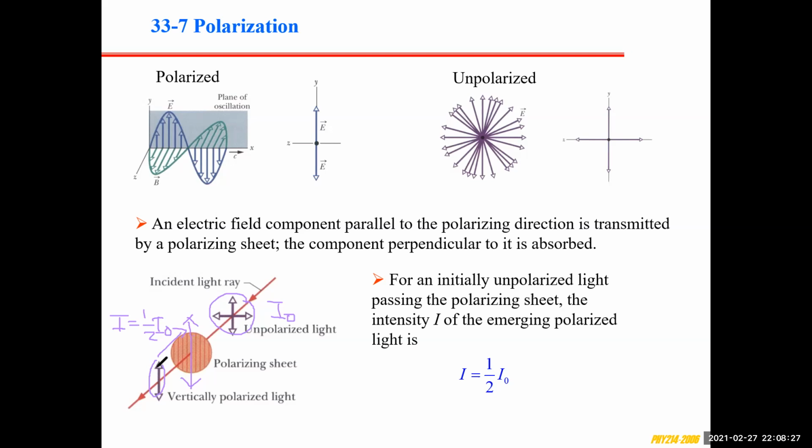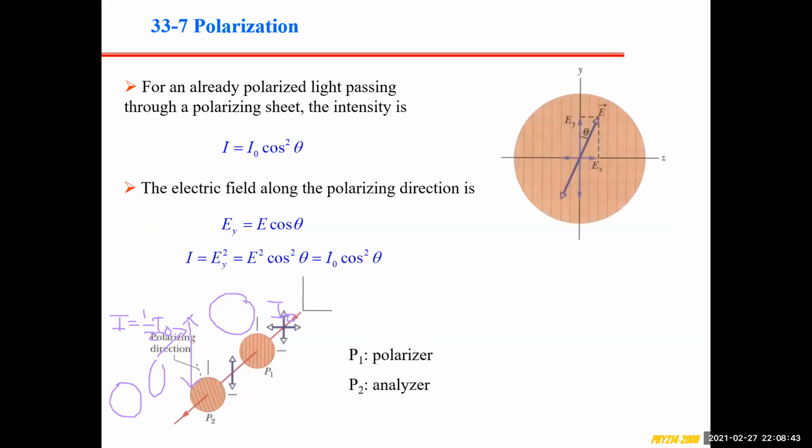What about if you put another polarizer in front of the polarized light? What's going to happen? You'll find the light intensity is further reduced, but it follows what we call Malus's law. So let me do this.